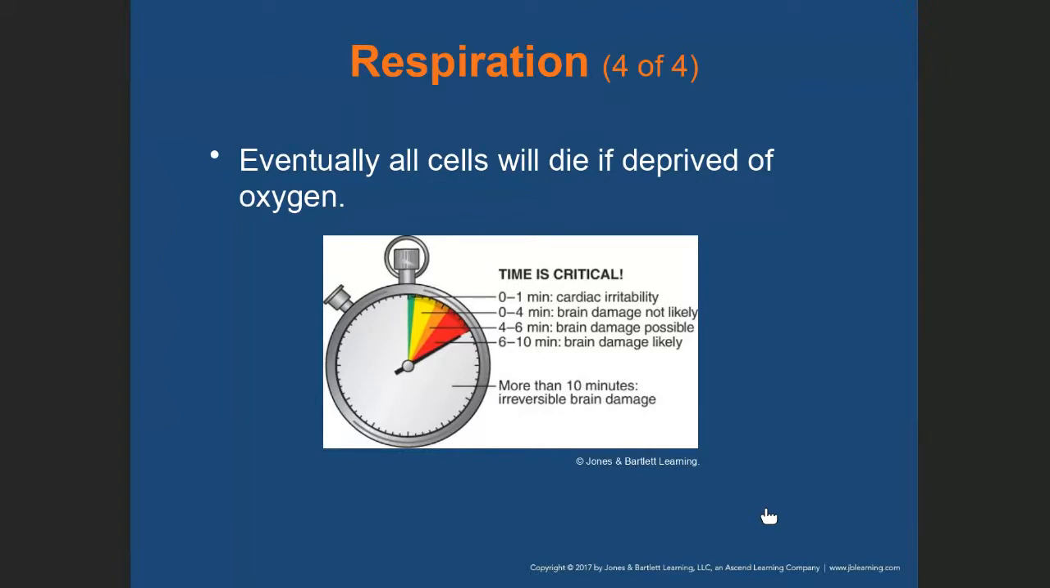Eventually, all cells will die if deprived of oxygen. So time is critical. Time is critical when you have a critical patient. So you cannot delay assessing airway, breathing, and circulation. It must be done quickly and it must be done meticulously. So time is critical. 0 to 1 minute without proper oxygenation can cause cardiac irritability. 0 to 4 minutes, brain damage is not likely. 4 to 6 minutes without proper oxygenation, brain damage will be possible. 6 to 10 minutes, brain damage is likely, and after 10 minutes without any type of oxygenation, brain damage is going to be irreversible.